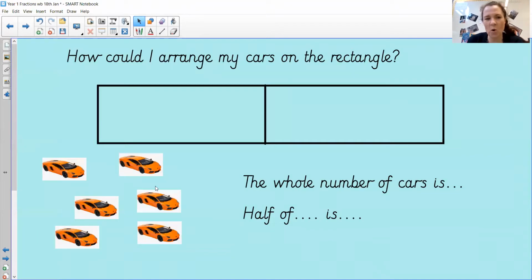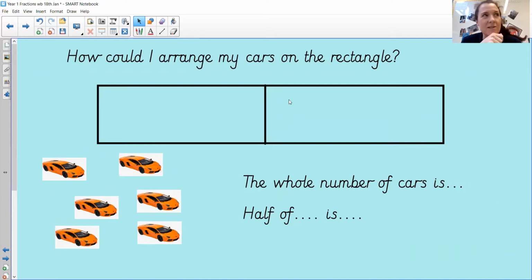Right, so I bought myself, I obviously had a lottery win here, because I bought myself not 1, not 2, not 3, not 4, not 5, but 6 Lamborghinis. Okay, so I've got 6 lovely fast cars down here. Now, if I had 2 big parking spaces here, 2 big spaces to put them, how could I arrange the cars so that half were on one part and half are on the other? How could I do that? How could I arrange them?